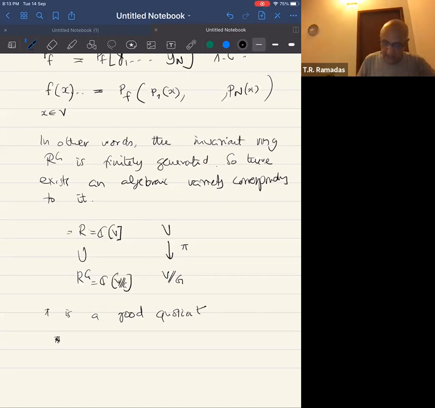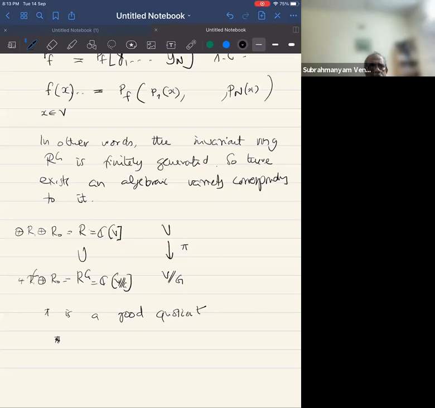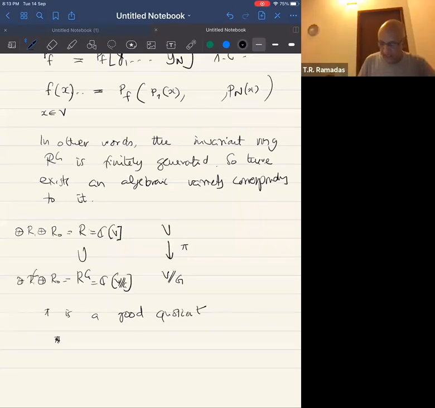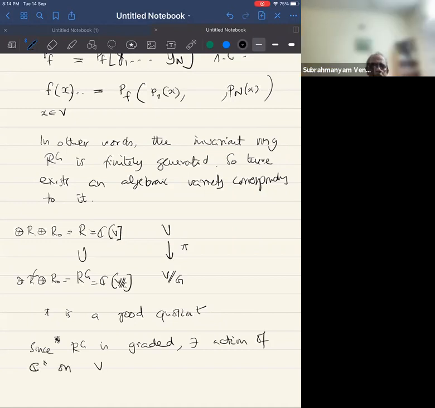Remember, R is R0 direct sum R1, etc. And this is equal to R0 plus R1^G, etc. So this is also graded. So since R^G is graded, there is an action of C star on V mod G.